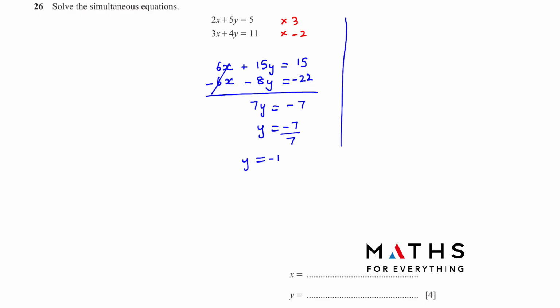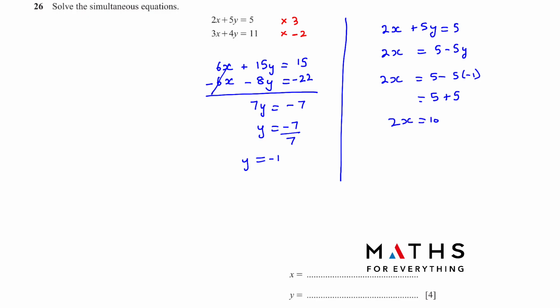Now choose any equation and substitute and find your x. I'll choose the first one. 2x plus 5y is equal to 5. We replace the y, or we can rearrange and then replace. 5 minus 5 multiplied by negative 1. Negative and negative will give us positive 5. So 2x is equal to 10 and x is equal to 10 divided by 2, which is 5.